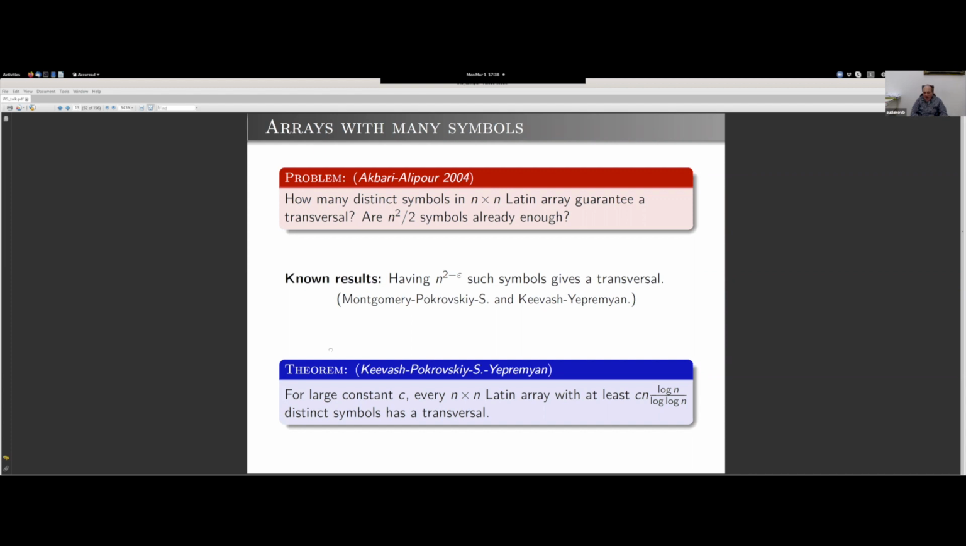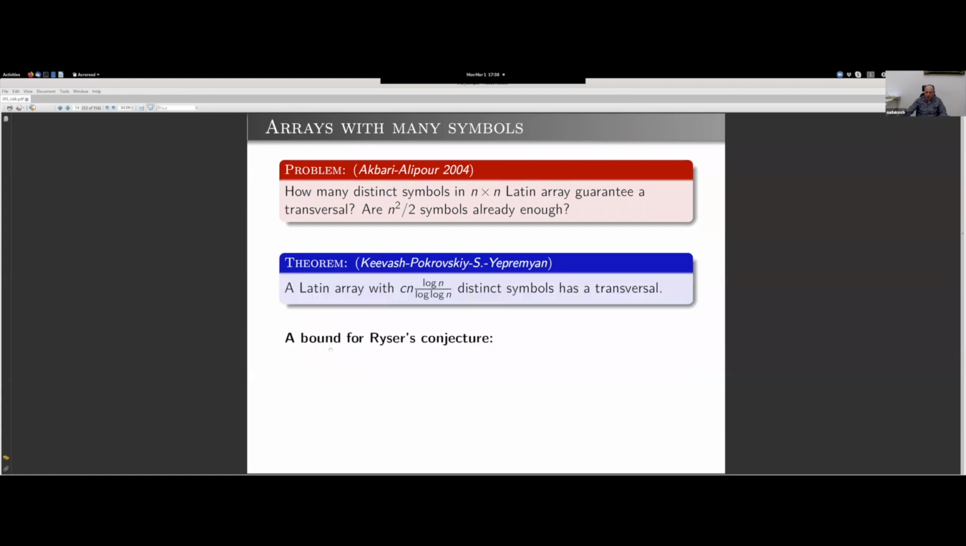An interesting aspect of this question of Akbari and Alipour is that if you have a very good bound for this question, it already implies a good bound for Ryser's conjecture. So let me show you this simple connection. Imagine you know our result with Peter, Liana, and Alexei. So you know that every Latin array with n log n, say, distinct symbols has a transversal. Let me show you that any Latin square has a large transversal of almost size n minus a constant times log n over log log n.